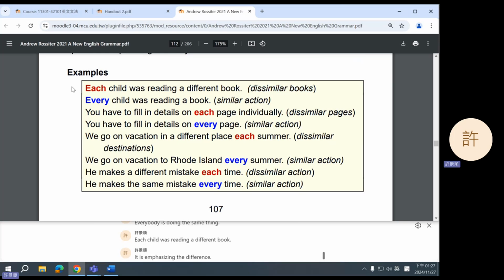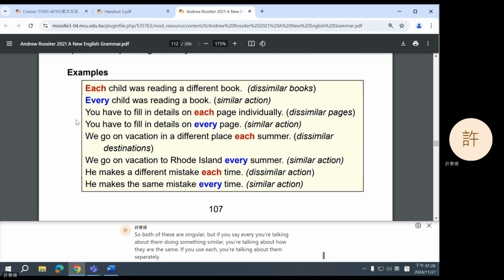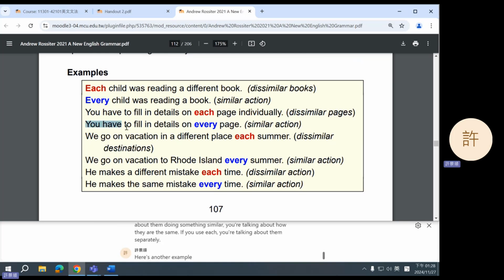So both of these are singular, but if you say "every," you're talking about them doing something similar. You're talking about how they are the same. If you use "each," you're talking about them separately. Here's another example. You have to fill in details on every page. So go to page 1, fill in the details. Go to page 2, fill in the details. Every page is the same. But you have to fill in details on each page individually.